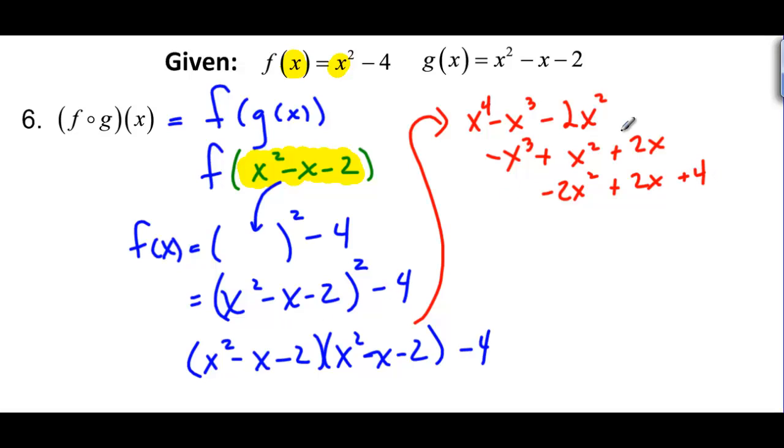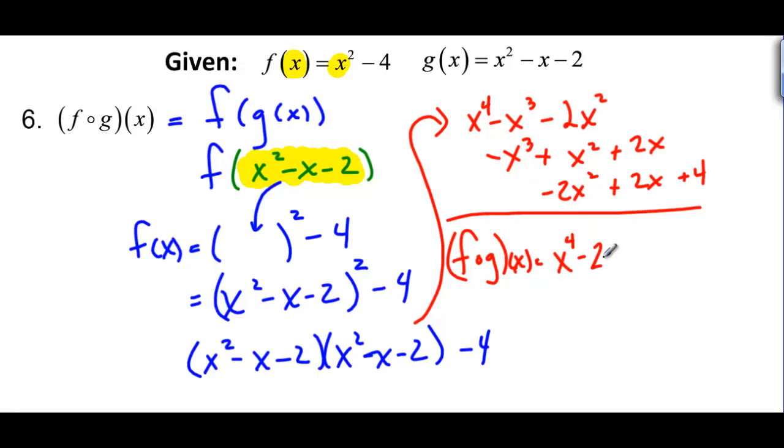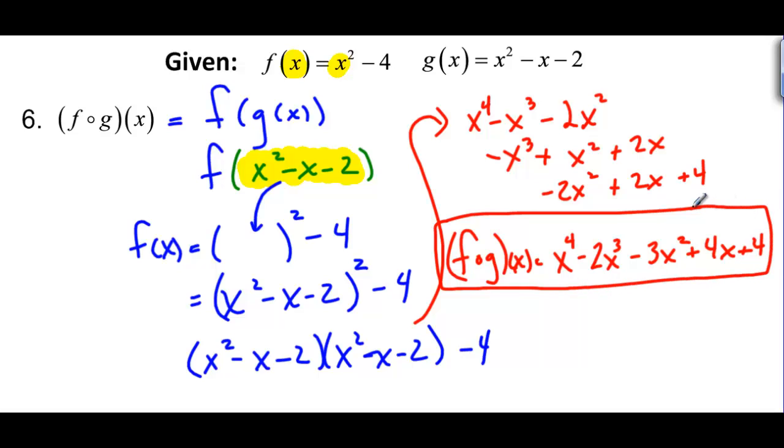So because I had 3 terms, I'm actually going to get 3 rows. So if I take f of g of x, my final answer is going to be x to the 4th power minus 2x cubed. If I add all this, this gives me a negative 1 plus a negative 2 is negative 3x squared plus 4x plus 4. So it just makes the algebra a little bit lengthy compared to what you guys had to do in 5.3.